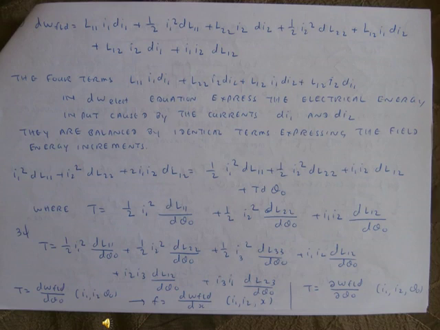In this case, torque can be calculated. T equal to half I1 square DA11 by D theta 0 plus half I2 square DL22 by D theta 0 plus I1 I2 DL12 by D theta 0. This is the way we can calculate the torque. Depending on the input current and the inductance value, we can calculate the torque. This is for the single phase.